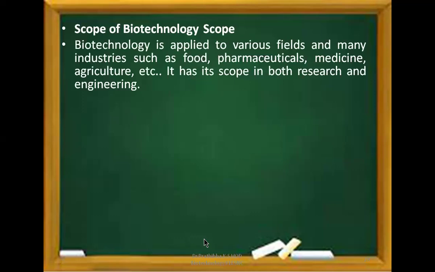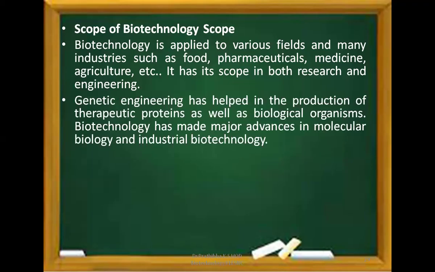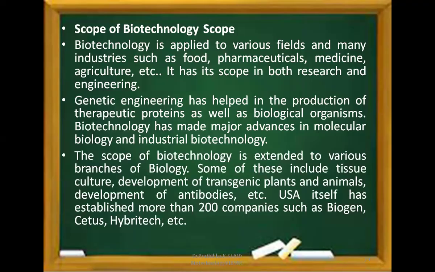Then coming to the scope of biotechnology, biotechnology is applied to various fields and many industries such as food, pharmaceuticals, medicine, agriculture, etc. It has its scope in both research and also in engineering. We can also focus on chemical engineering too. Genetic engineering has helped in the production of therapeutic proteins as well as biological organisms. Biotechnology has made major advances in molecular biology and industrial biotechnology.